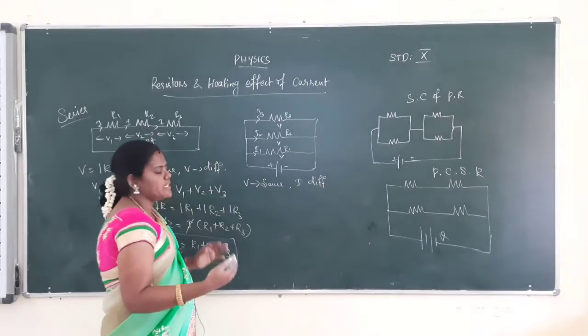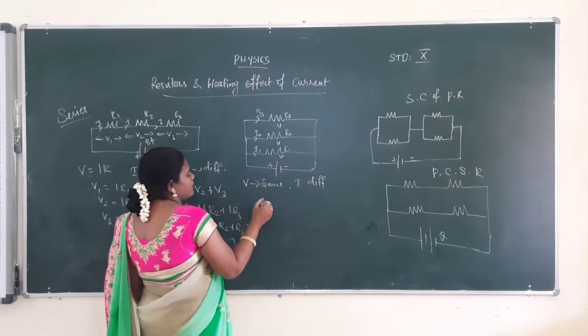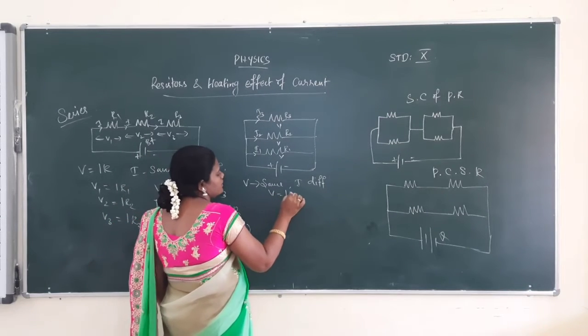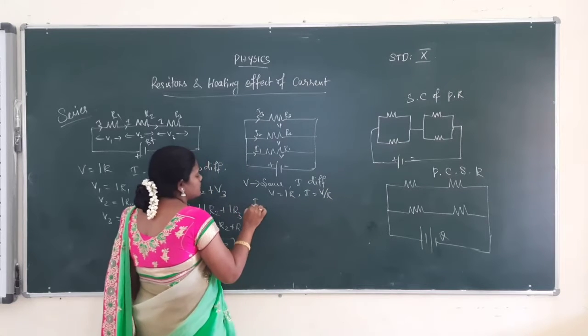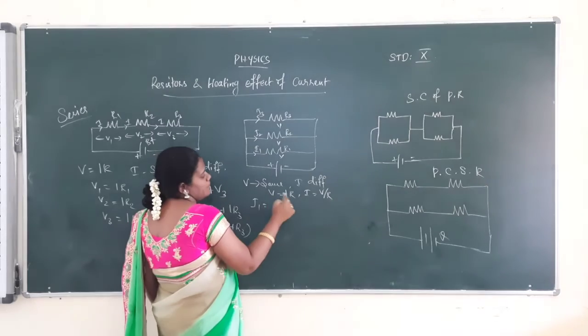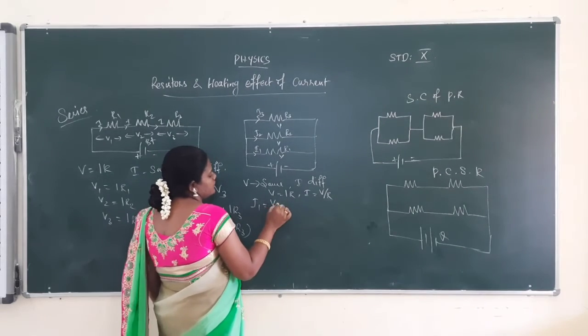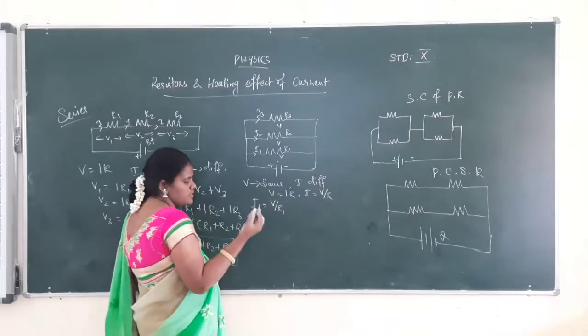Voltage same, but current will be different. So current will be calculated according to Ohm's law. V is equal to IR, so I is equal to V by R. Okay. So I1 is equal to V by R1 because voltage does not change.